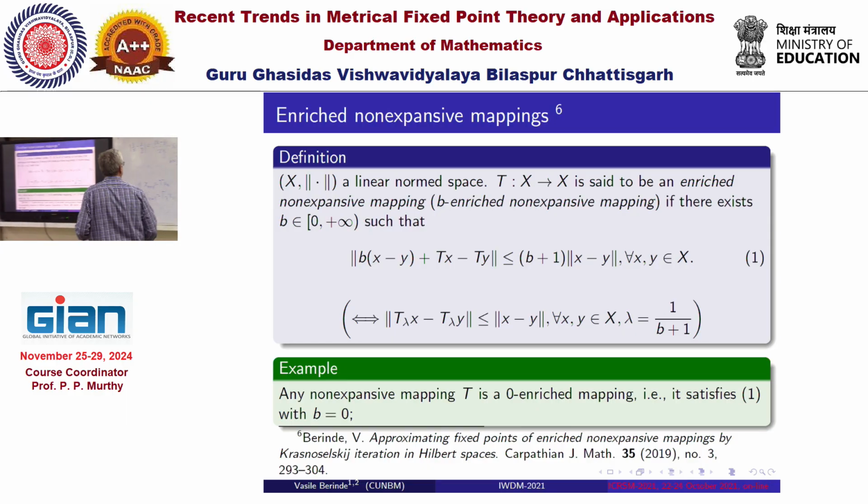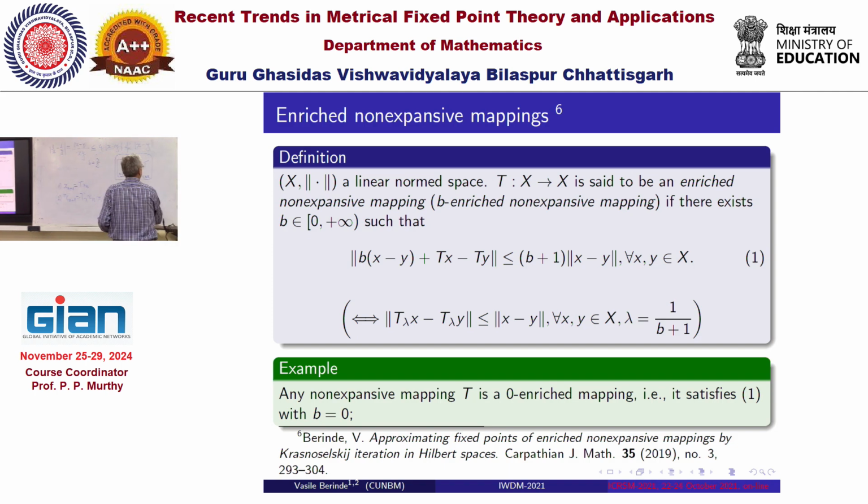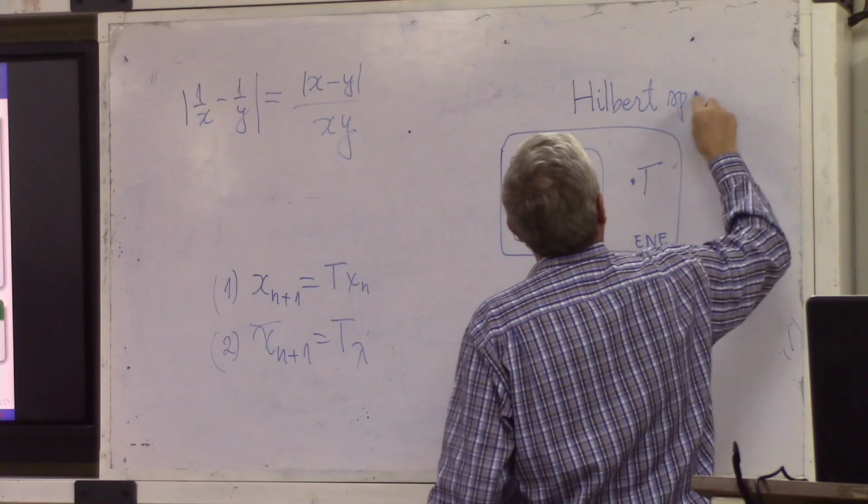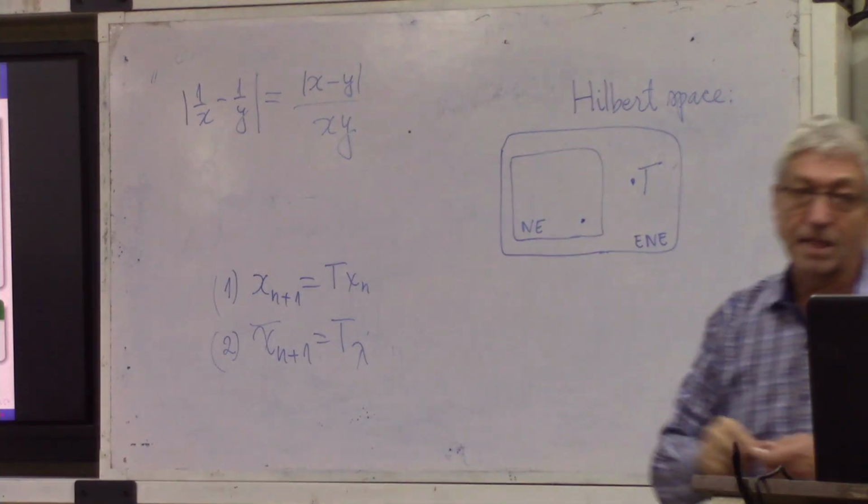At this moment, what can we say about enriched contractions? We have enriched contractions, and for any such map T, we know it has a fixed point, and we can approximate the fixed points by the Krasnoselski iterative scheme. But only in Hilbert space do we have this property. In a Hilbert space, we established this result.